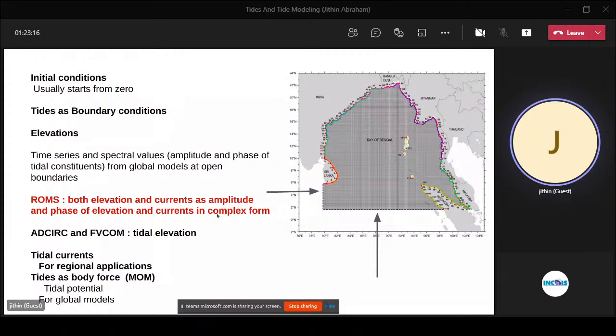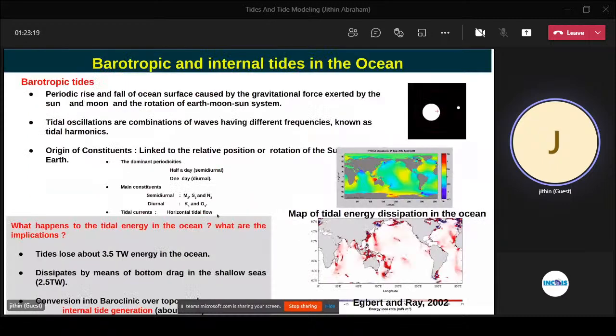Okay, so this is the summary of the barotropic tides as we discussed. Tides are the periodic rise and fall of the ocean surface caused by the gravitational force, and tidal oscillation is a combination of waves having different frequencies, known as tidal harmonics. The origin of these constituents is linked to the relative positions and rotations of the sun, moon and earth. The dominant frequencies are half a day and 1 day, and the main constituents are the semi-diurnal constituents M2, S2 and N2, and the diurnal constituents K1 and O1.